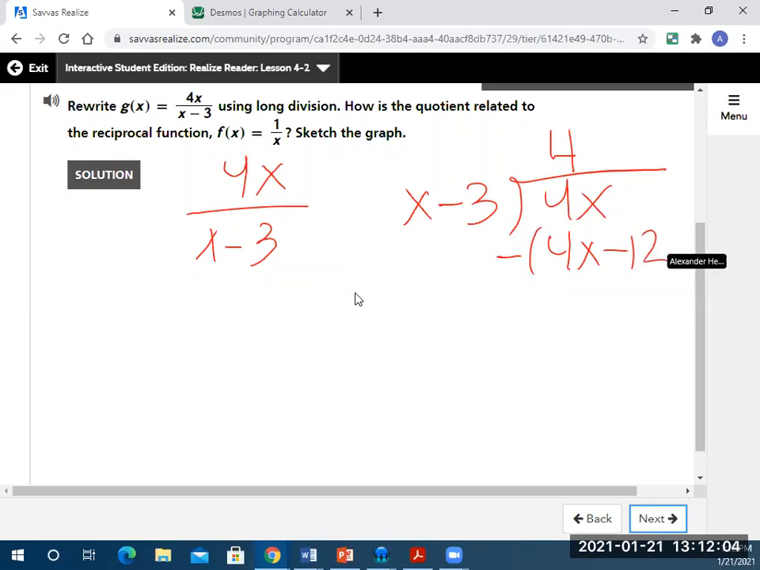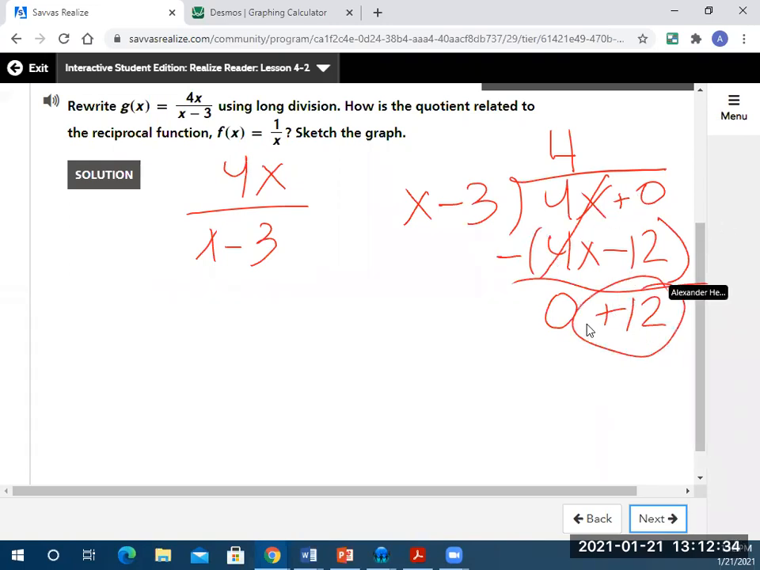4x minus 12. That's what I'm subtracting, right? I'm going to put plus 0 here just so I can visualize the subtraction there. All right. So what is 4x minus 4x? Cancels out, right? 0. And then what is 0 minus, so we're going to read this as 0 minus negative 12. It's positive 12, right? If you're subtracting a negative number, it's the same as adding it. 0 minus negative 12 is positive 12.